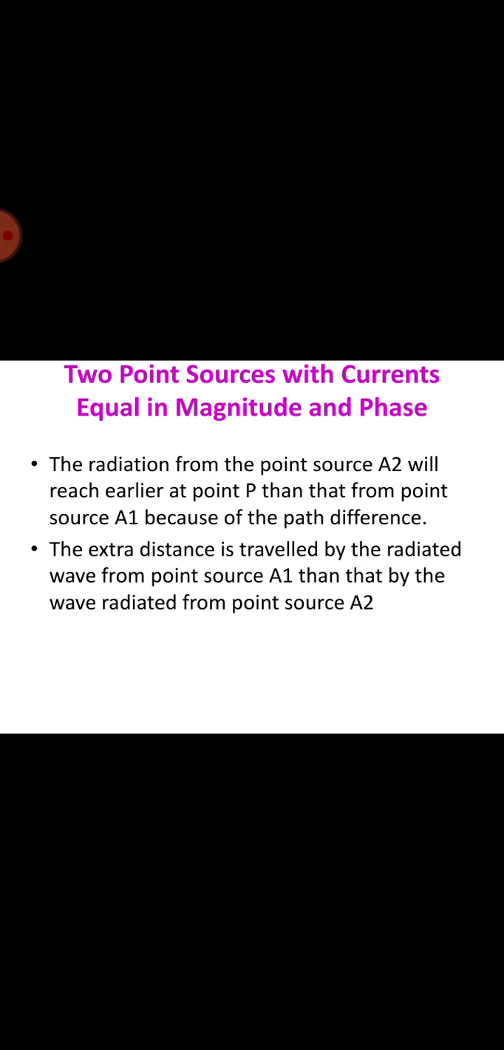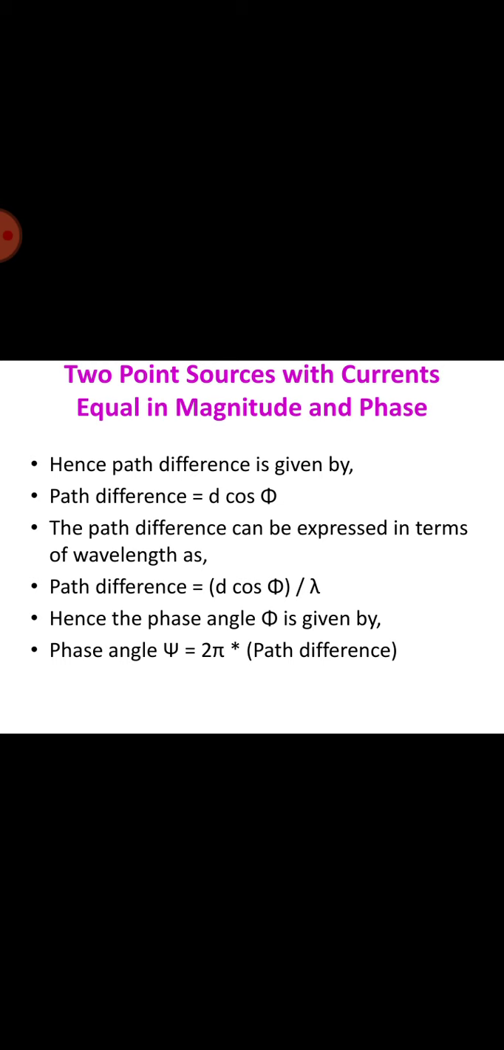The radiation from point source A2 will reach point P earlier than that from point source A1 because of the path difference. An extra distance is travelled by the radiated wave from point source A1 than by the radiated wave from point source A2. Hence the path difference is given by d cos phi, and it can be expressed in terms of wavelength as d cos phi by lambda.